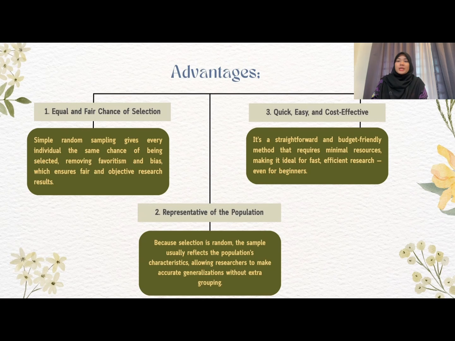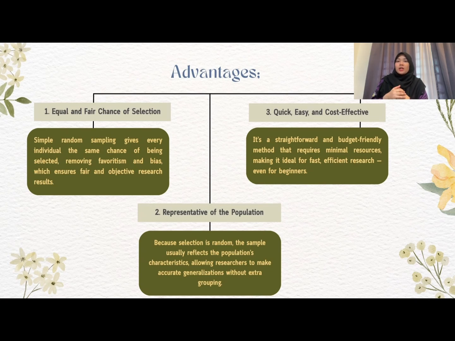The selection process is completely random, just like a lottery or lucky draw, because the selection is not influenced by human choice. It helps eliminate researcher bias. Whether someone is young or old, male or female, rich or poor, everyone has the same probability of being included.